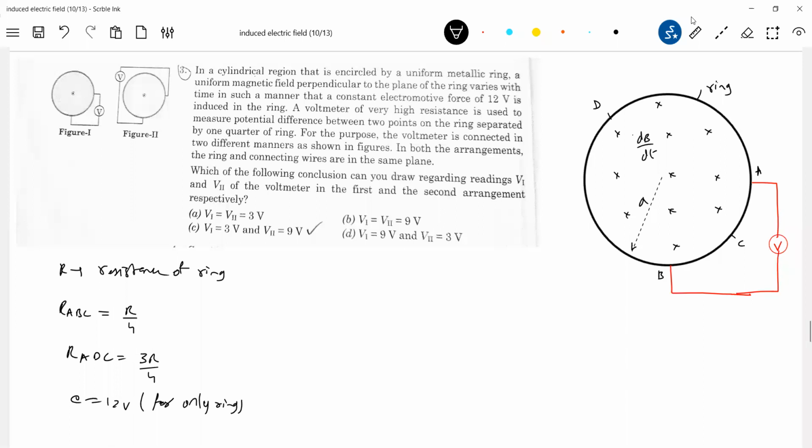Now what is the EMF induced in ACB and ADB? Total EMF induced is E, so 1/4 of that will come: ACB should be E by 4. And the total EMF induced in ADB should be 3E by 4. What is the reading of the voltmeter, it is asking. What about the EMF induced in this loop?